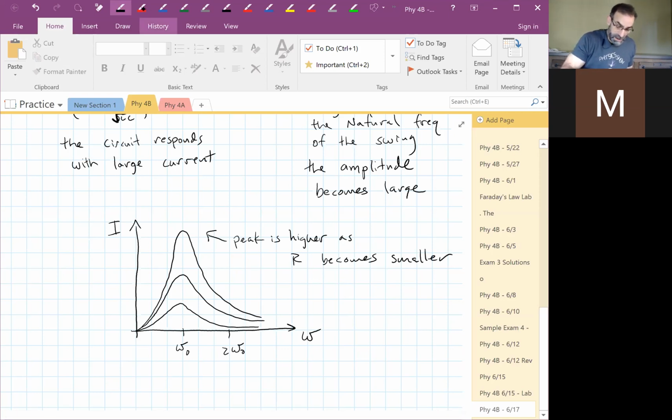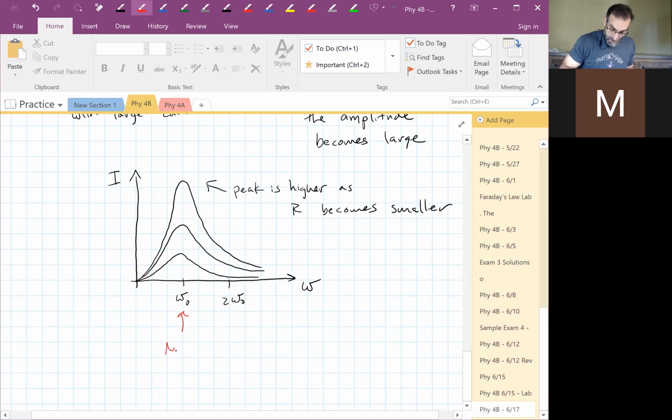And what is omega naught? It's the natural frequency. It's 1 over the square root of LC.